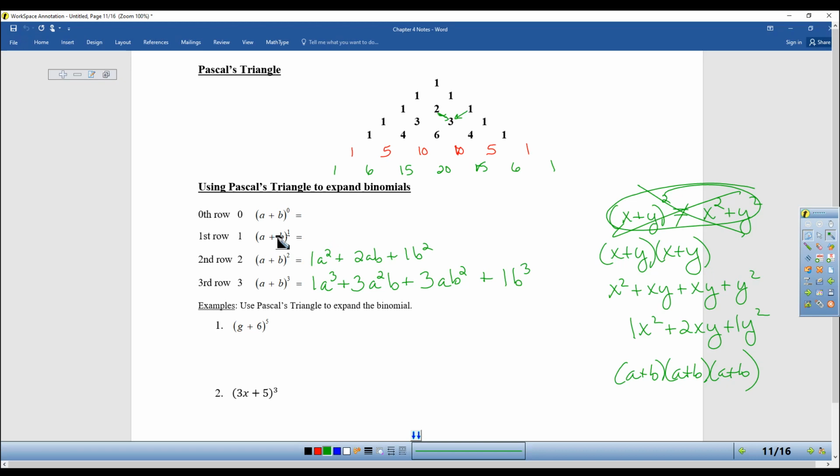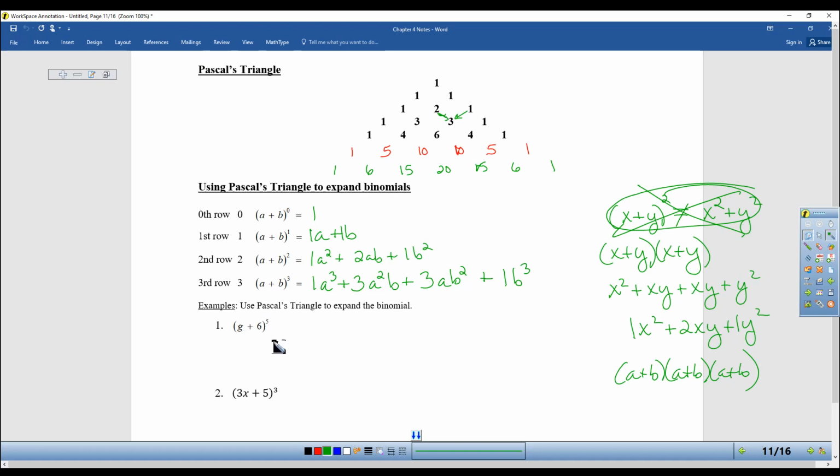Obviously, anything to the first power is just a plus b. It didn't really affect it. But that's why it's just 1a and 1b, just to show you Pascal's triangle works. And even the zeroth row works. Anything to the zero power is 1, and that's why you get a 1 on the top. So how can we use this to do this one?